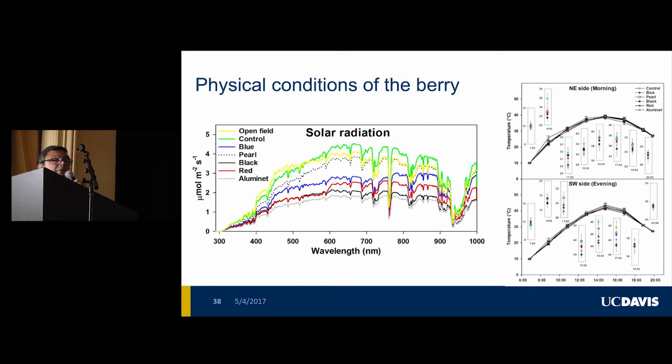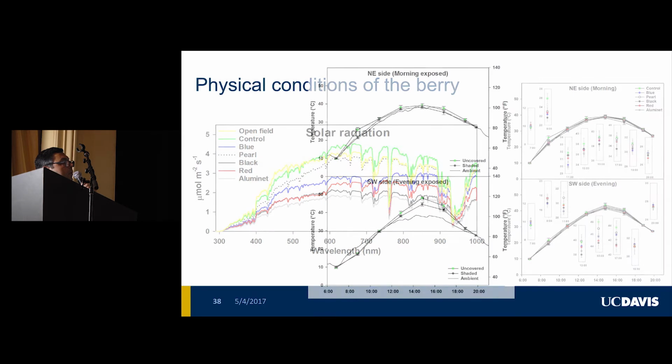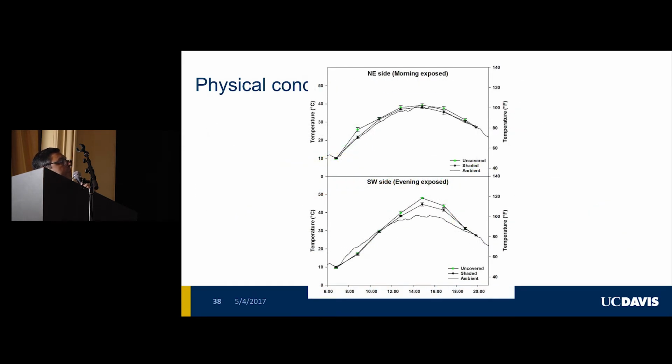These rows were facing northeast, southwest. So here's the morning side. Not much happening here with the shade cloths on there. Here's the afternoon side, where we start seeing a lot of separation between control and the amount of shade that's hitting these berries. To summarize, northeast side, morning exposed, the y-axis is temperature in degrees Celsius, from 6 in the morning till about 8 o'clock at night.